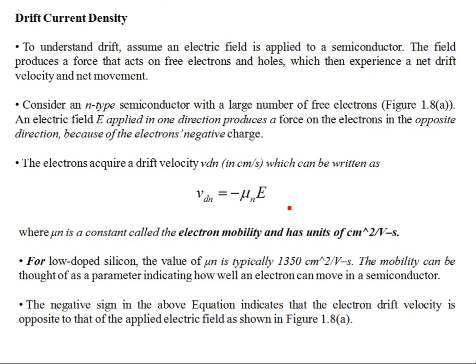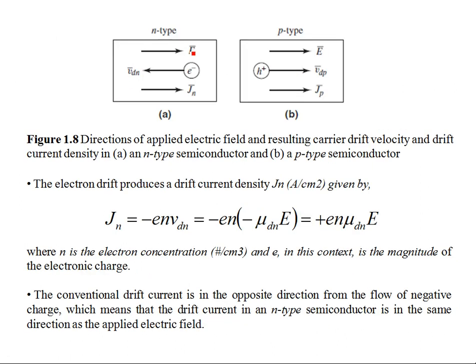Now, to understand the drift current density, let's assume that we have an electric field applied to a semiconductor, and this field produces a force that acts on free electrons and holes. They in turn experience a net drift velocity and net movement. In figure 1.8, I have an N-type semiconductor in part A and a P-type semiconductor in part B.